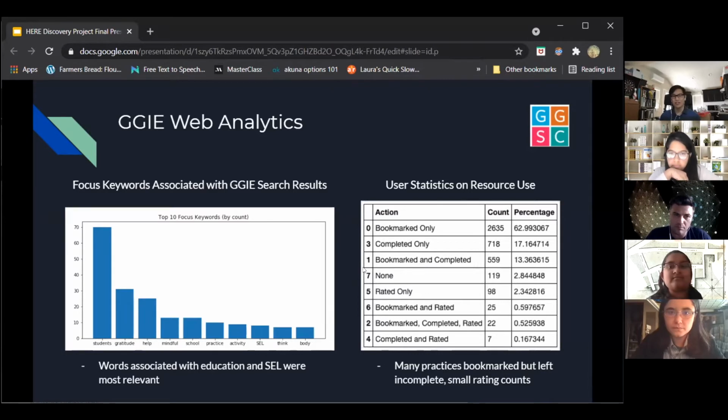So for example, here we did some analysis on the keywords associated with different GGIE web pages to figure out what keywords are being focused on by different search engines and how we can optimize those to further GGIE's outreach, as well as some simple analysis on some of the ways that these resources were being used.